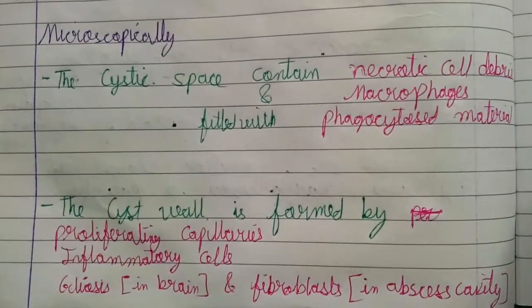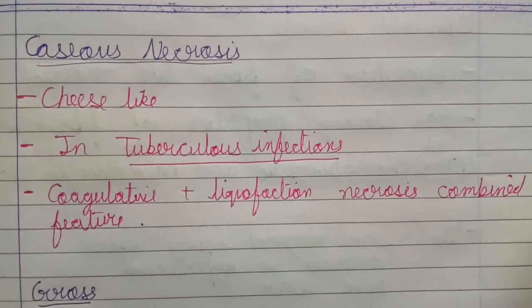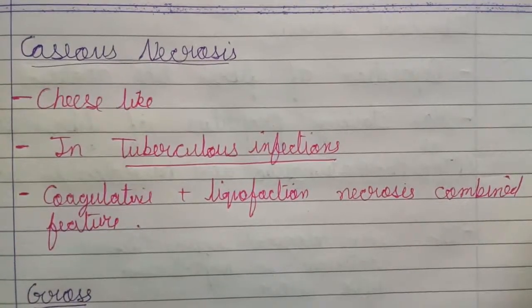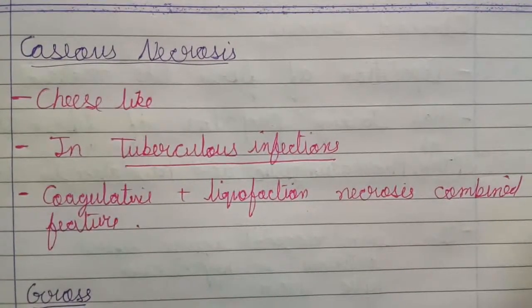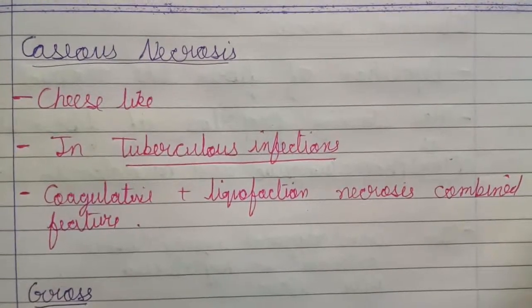Now next is caseous necrosis. Caseous necrosis is cheese-like. Mainly it occurs in tuberculous infections. It consists of the combined features of coagulative and liquefaction necrosis.